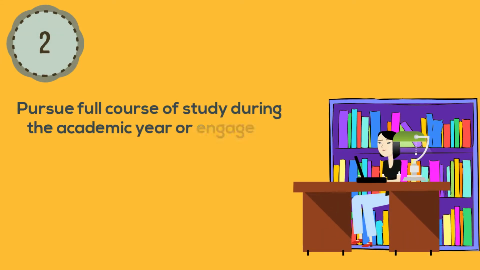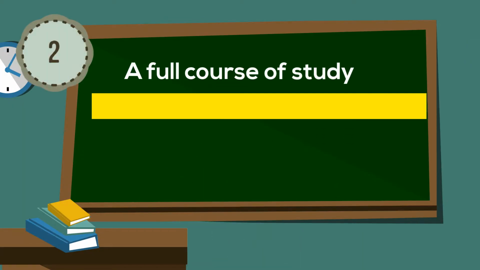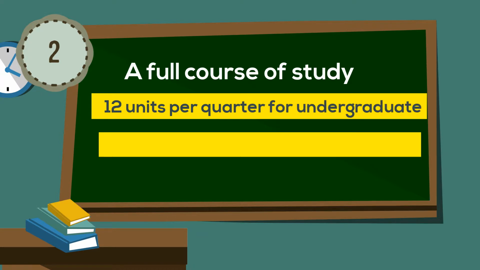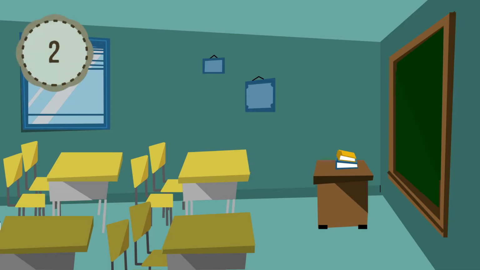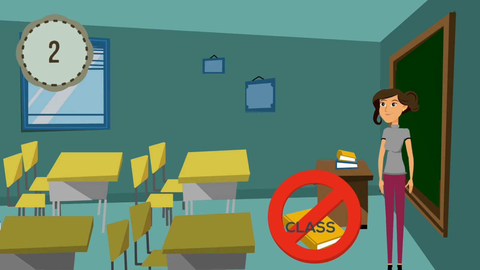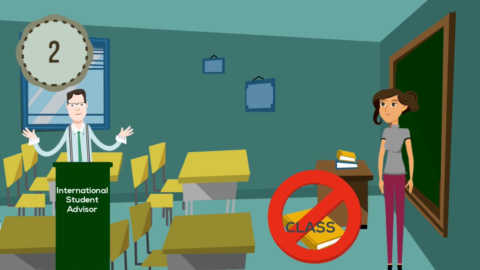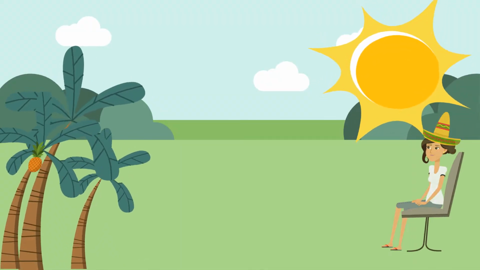Number 2. Pursue a full course of study during the academic year or engage in authorized practical training or academic training following completion of studies. A full course of study for undergraduate students at Stanford University is 12 units per quarter. A full course of study for graduate students is 8 units per quarter. Do not drop a class that will take you below full-time status without first speaking with an international student advisor. Full-time enrollment is not required for the summer quarter by the federal government.